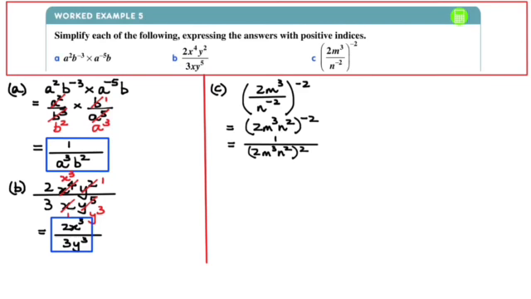So that would be 2 squared times m cubed squared times n squared squared, okay? And use the appropriate index law to work all that out, and you would get 1 over 4, which is 2 squared, m to the 3 times 2, which is 6, times n to the 2 times 2, which is 4. And we've done it again, guys.